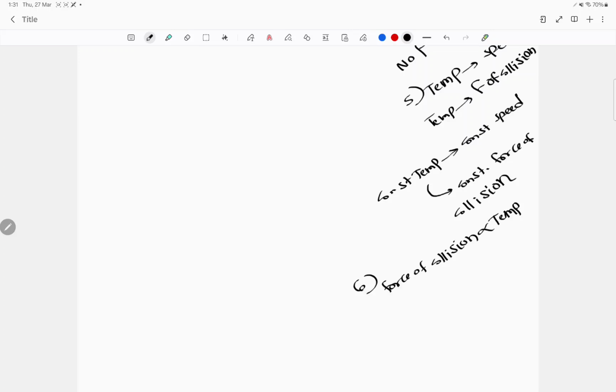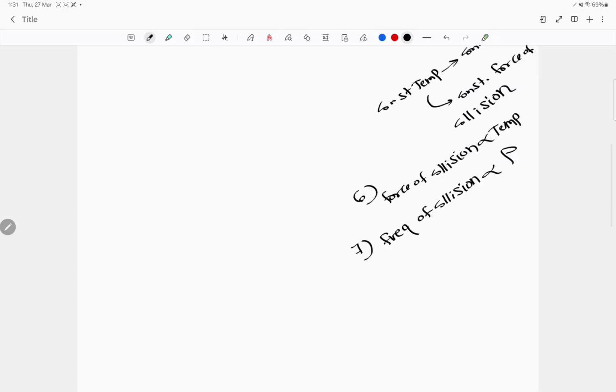So far we have 6 properties. Number 7 is the property of the frequency of collision. Force of collision is not the same thing as the frequency of collision. The frequency of collision is directly proportional to the pressure, so more pressure means more frequency of collision. Now, how do you define frequency of collision? Net force due to the collision. So frequency of collision is equivalent to net force of collision.